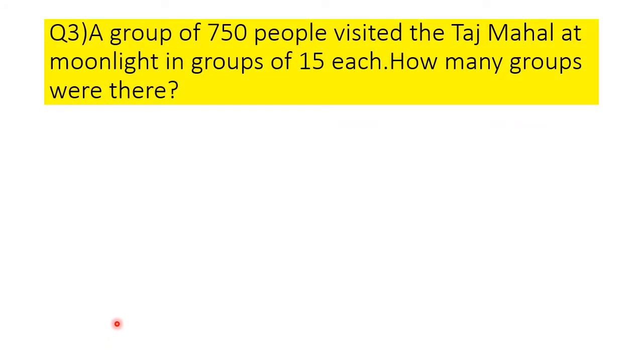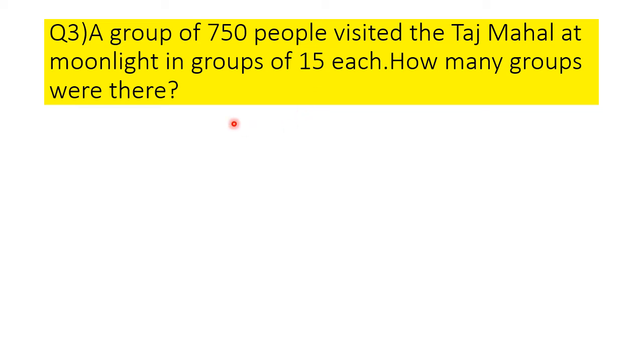Now the next question children which I have taken for you is this. A group of 750 people visited the Taj Mahal at moonlight in groups of 15 each. How many groups were there? We already have the idea about that. The total number of people who went to the Taj Mahal was 750, and the next thing we know is how many people were in each group. There were 15 people in each group, but we don't have any idea about the number of groups.